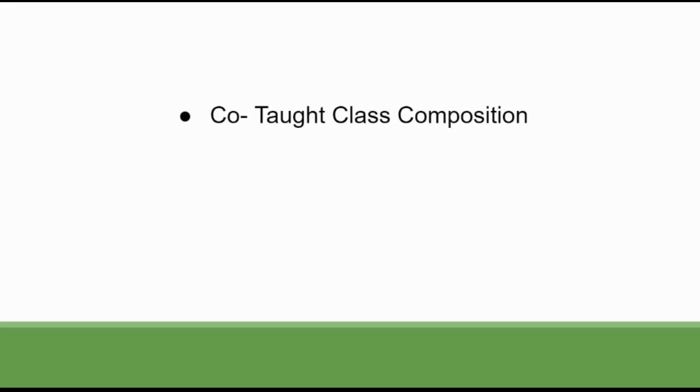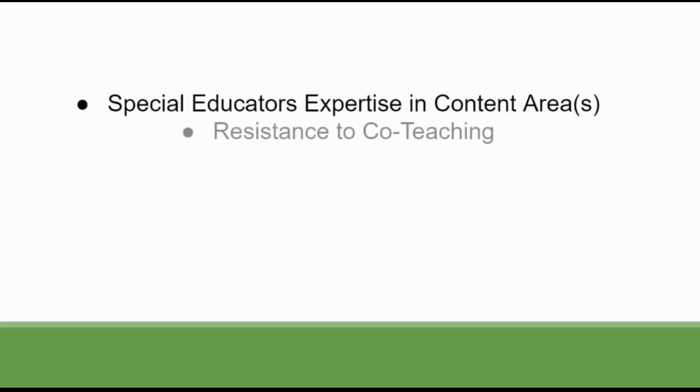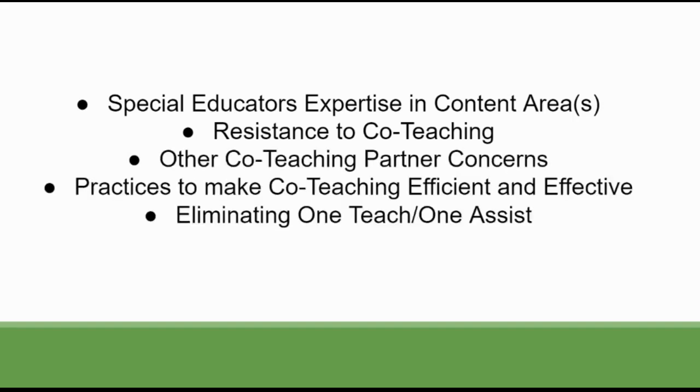The other parts within this document are about thinking through the co-taught classroom composition. We've hit a lot on co-teaching and specially designed instruction, so take some time to maybe go and reread that. There are areas about expertise in content areas, and resistant teachers to co-teaching. Again, eliminating the one teach and one assist, because if you actually have that model going on, that's a comfort zone that they're used to. And how do we back away from it in a very respectful way so that we are now moving forward in our intentionality of utilizing the other four?